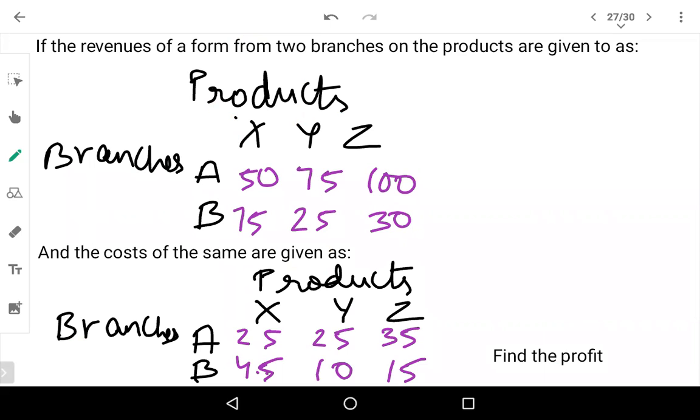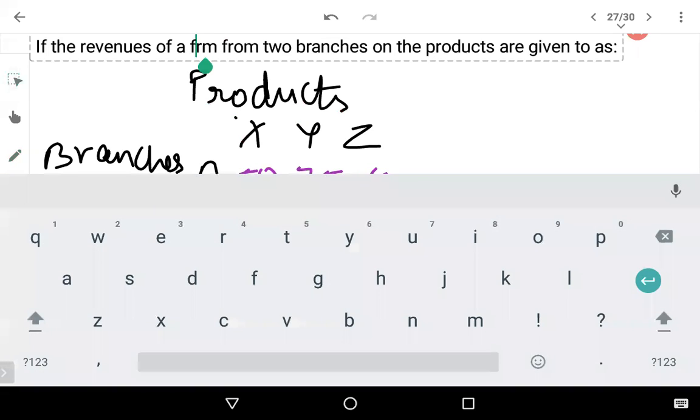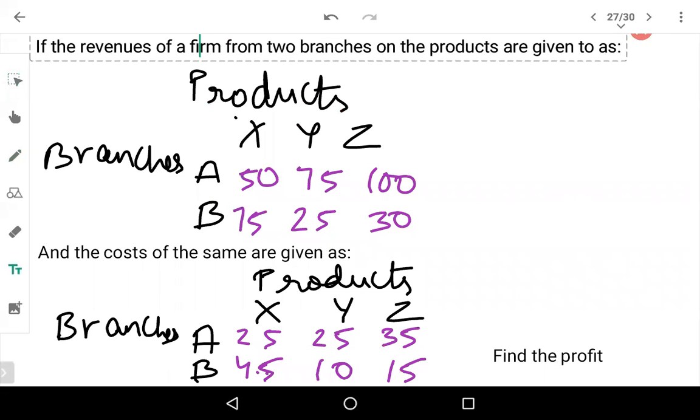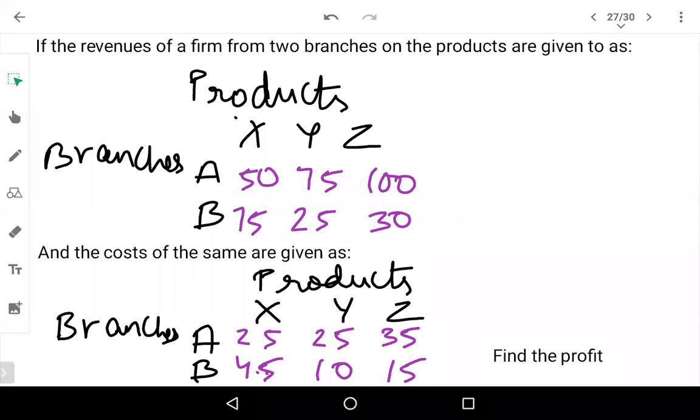let us see this. If the revenues of a firm from two branches on the product are given to us. So they have given us the income that the company would get, and what is that income for the two products is being provided to us. Now what we are supposed to find, we will see.